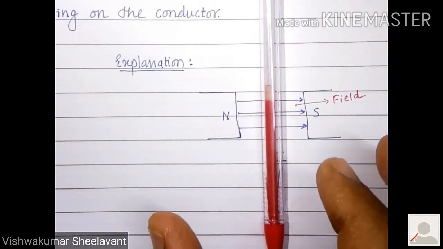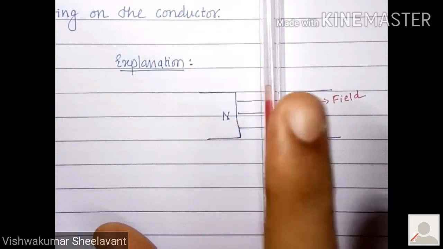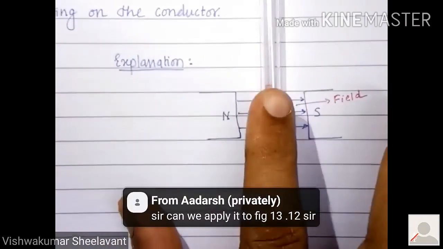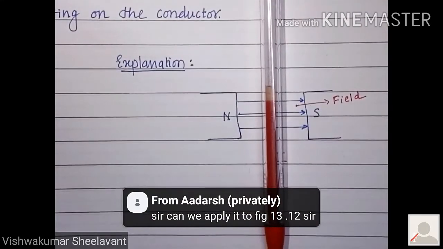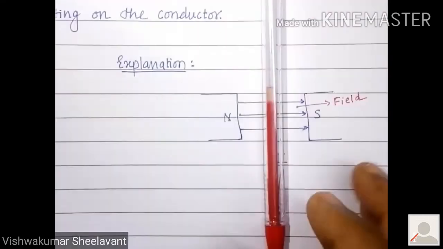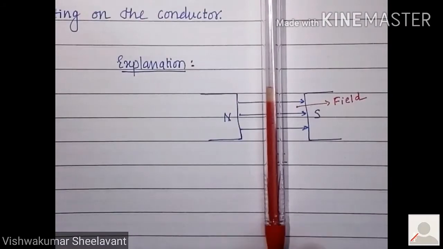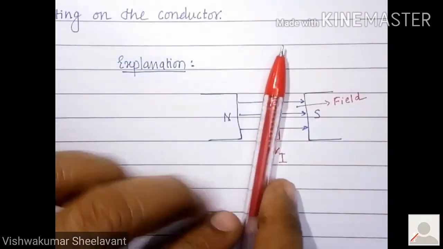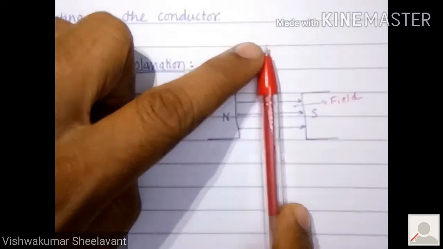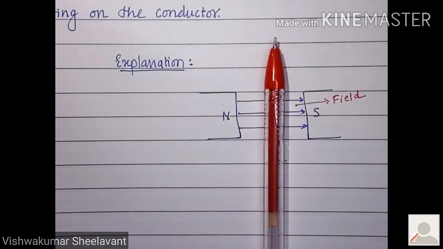Now, we have also written if direction of current is reversed, the direction of force on the conductor will be reversed. That means I will change the direction of current like this. Say in this direction the current is flowing. Now apply Fleming's left hand rule.